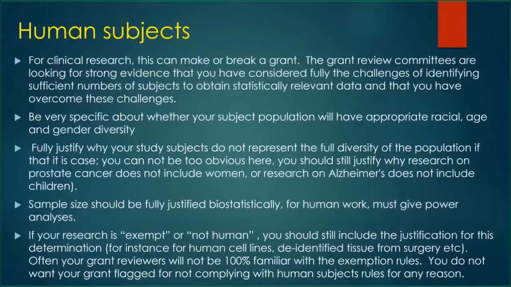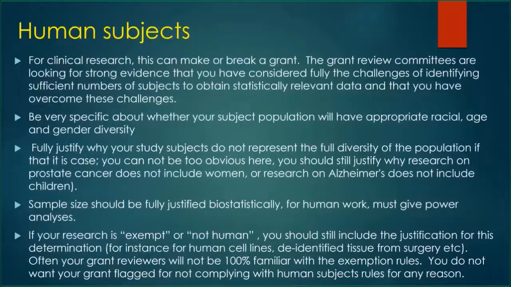In your human subject sections, you have to be very specific about whether you have appropriate racial, age, and gender diversity, and if you don't, you want to fully justify why your study subjects don't represent the full diversity of the population. And I would tell you, you can't be too obvious here. There are very strict rules now about including research subjects across the lifespan. There are very specific rules about getting people with appropriate population, ethnic, and racial diversity. There are also clear rules about including women and men at appropriate numbers.